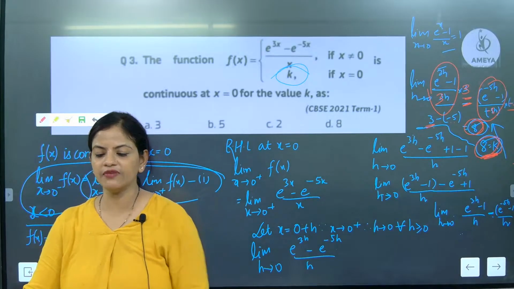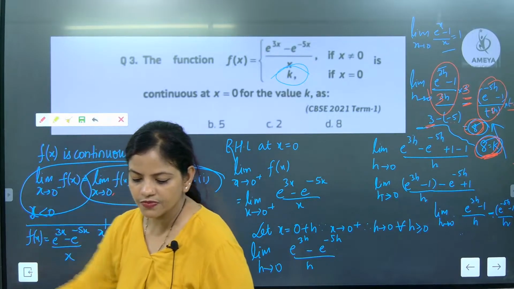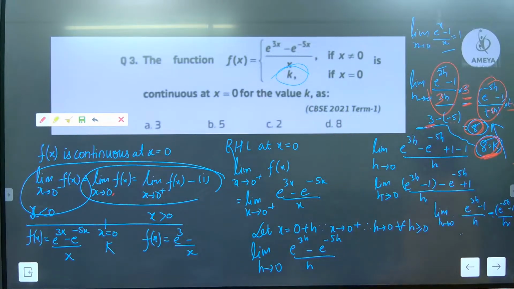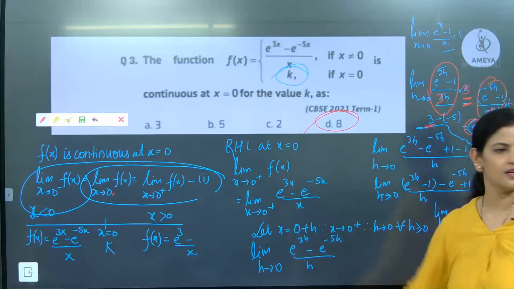I hope everybody might have understood this one. Come on, say. Is it okay, beta? Marish? So what is our option? We are not seeing the option also. We reached our answer as D.